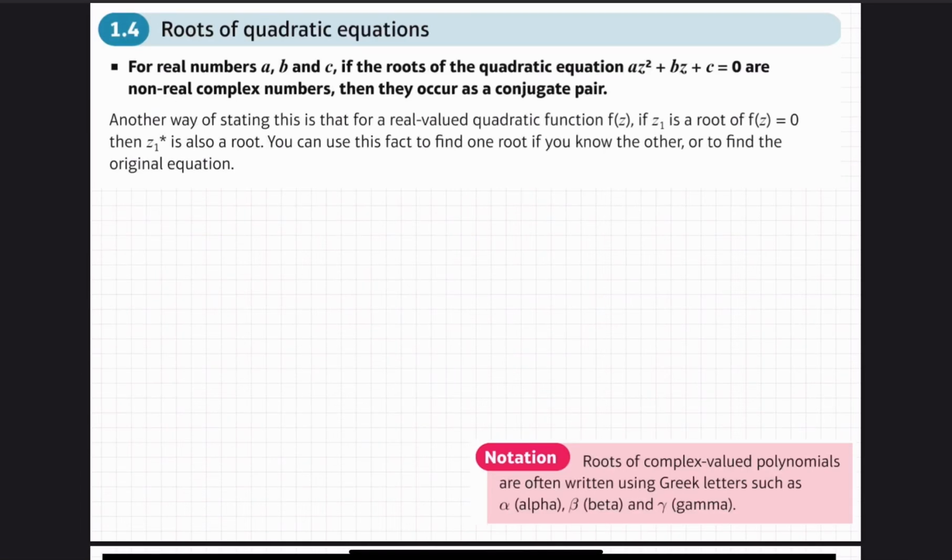1.4 Roots of Quadratic Equations. So for real numbers a, b, and c, if the roots of the quadratic equation az squared plus bz plus c equals 0 are non-real complex numbers, they occur as a conjugate pair. So for example, if a root was say 3 plus 4i, another root would be the conjugate pair 3 minus 4i.